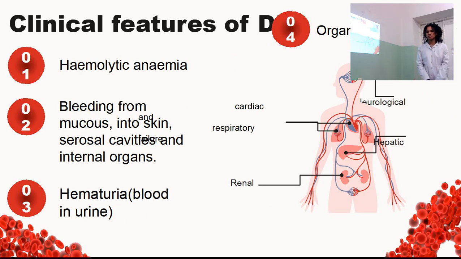Then clinical features of DIC. We have organ dysfunction, and under organ dysfunction, it can be cardiac, respiratory, renal, neurological, and hepatic. There's hemolytic anemia. There's bleeding from mucosa and skin into serosal cavities and into the internal organs. Then there's hematuria, which means blood in urine.